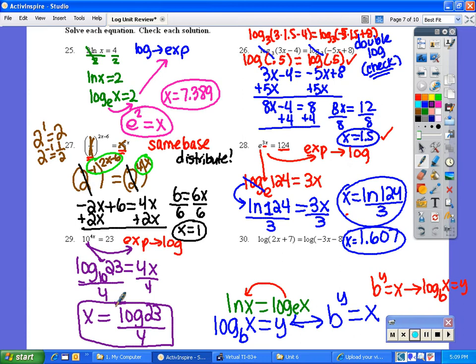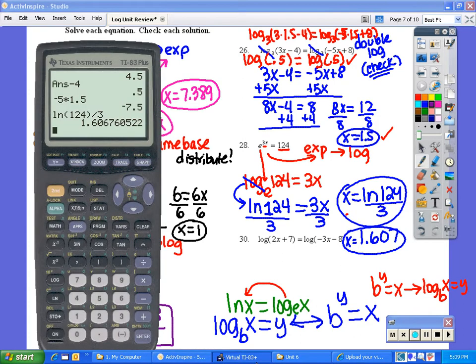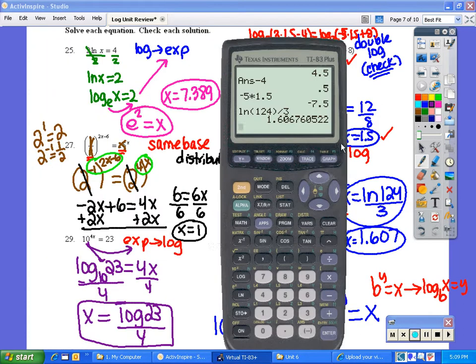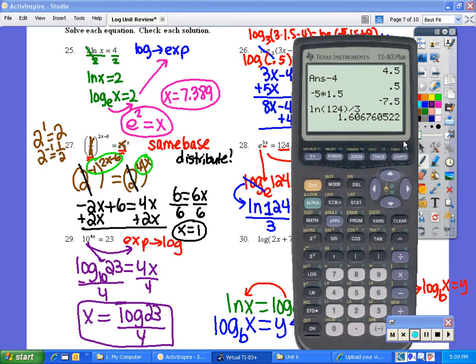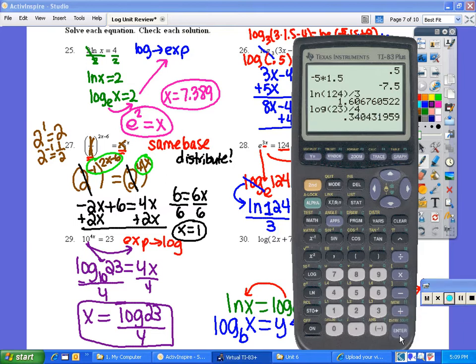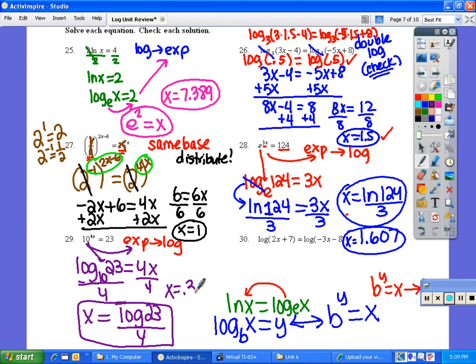Just don't put the base 10 in your calculator. So, to get our answer, we're going to do log of 23, close parentheses, over 4. And you get 0.340. Please write the decimal answer and the regular answer. Okay, this is the regular, this is the decimal.